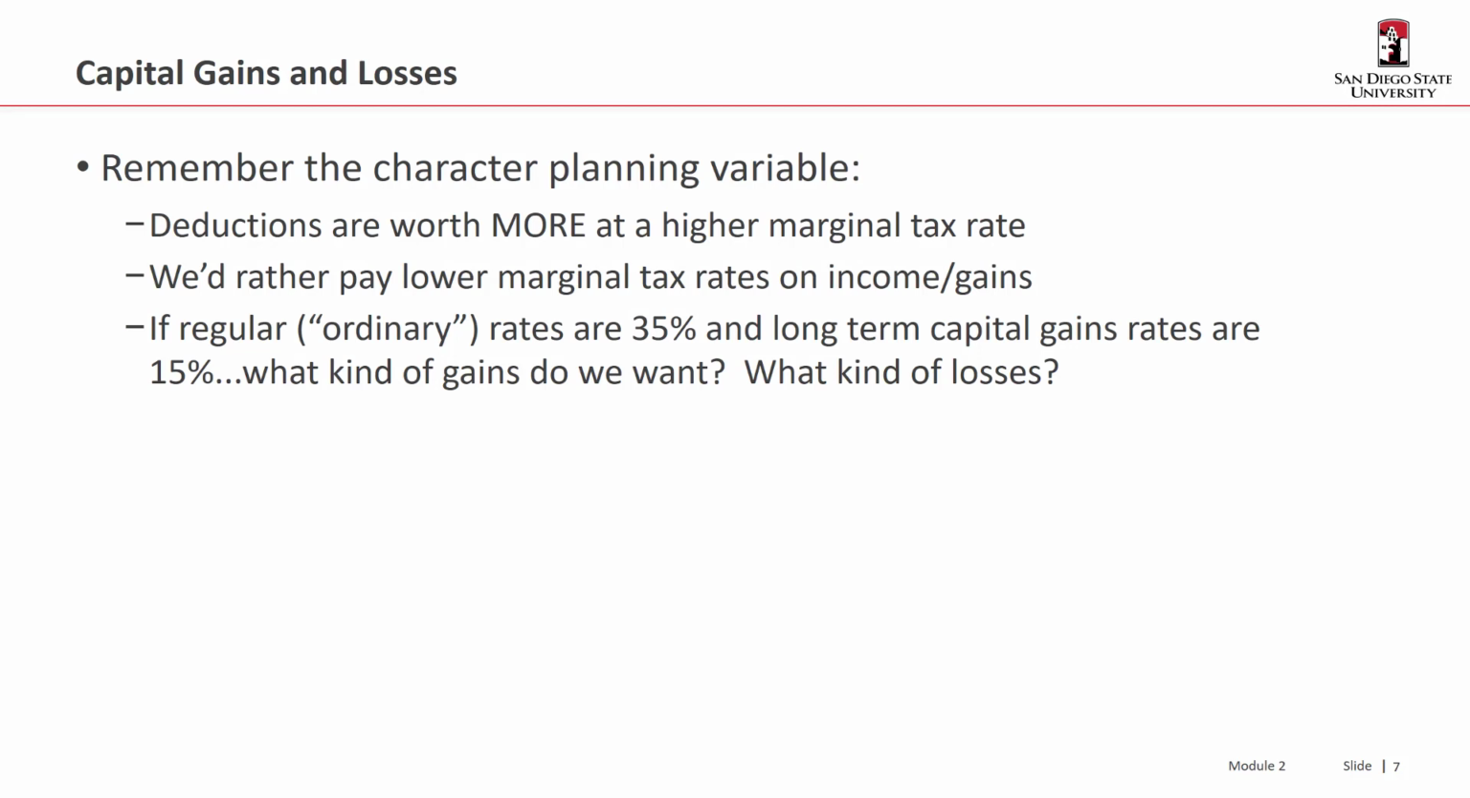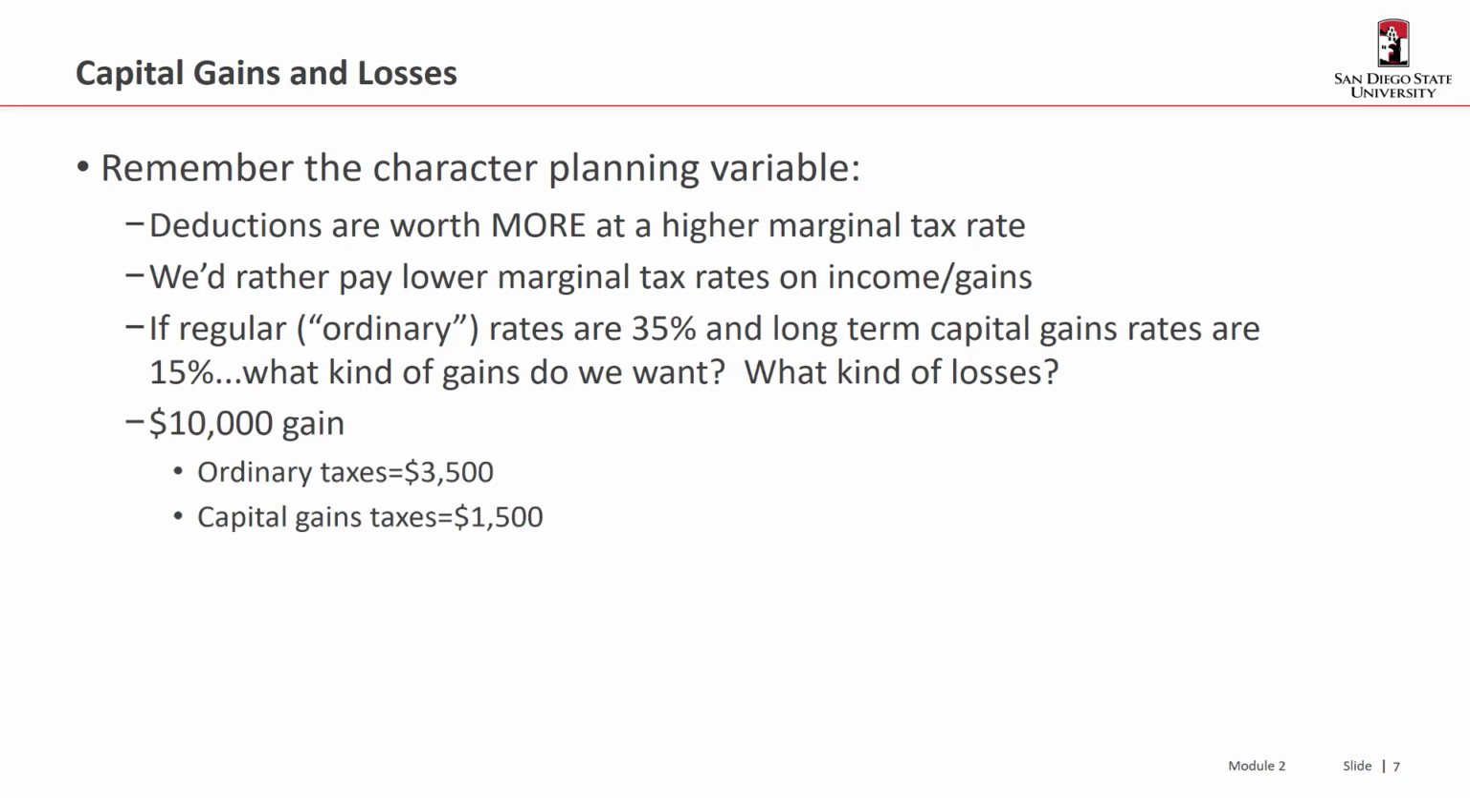Okay, so let's recall the character planning variable. Deductions are worth more at higher marginal tax rates. And we'd rather pay lower marginal tax rates on income or gains. So let's assume we have a taxpayer with ordinary rates of 35 and long-term capital gains of 15. What kind of gains would that taxpayer want and what kind of losses? Well, let's take a $10,000 gain. So if we applied ordinary rates, they pay taxes of $3,500. If we pay capital gains rates, they only pay taxes of $1,500. So clearly, in the gain situation, we prefer capital treatment.